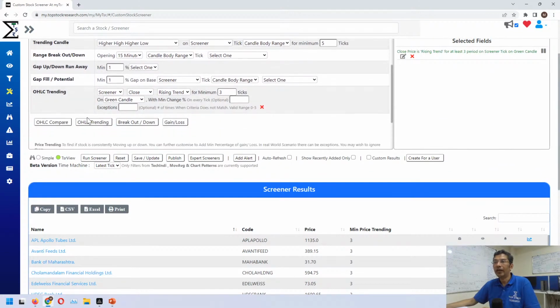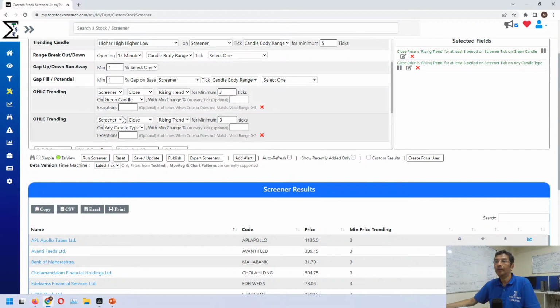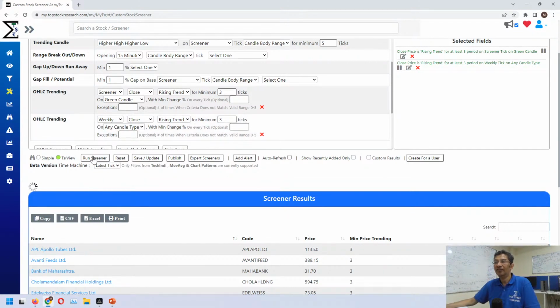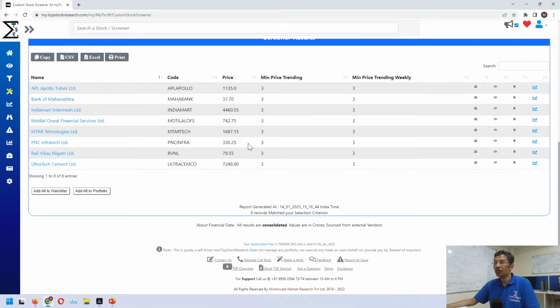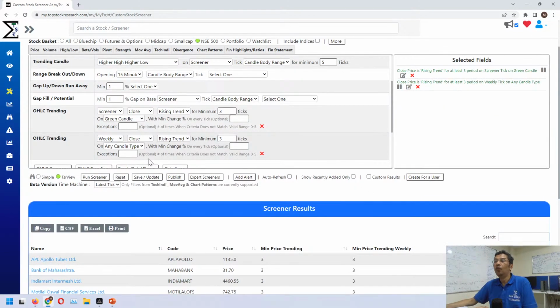So what you can do is add another one out here. You change it to weekly tick, rising for minimum 3 ticks. Let's see if we get any stocks. There are about 8 stocks which are rising not only on a daily tick but also on a weekly tick. The minimum price trending weekly is 3 ticks. Same thing, you can add more filters.